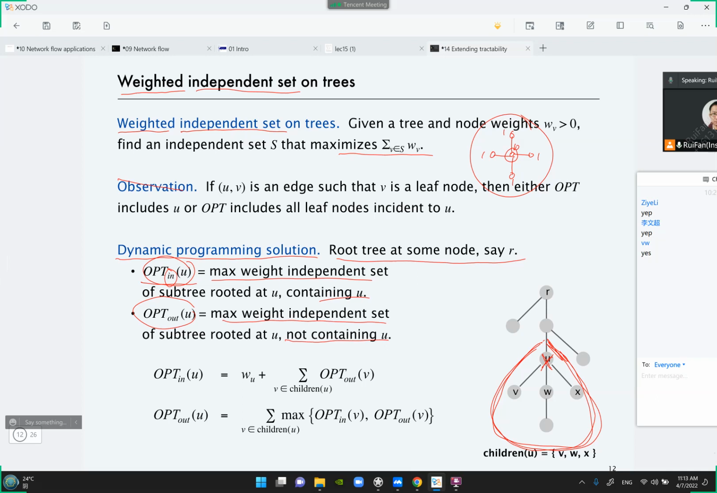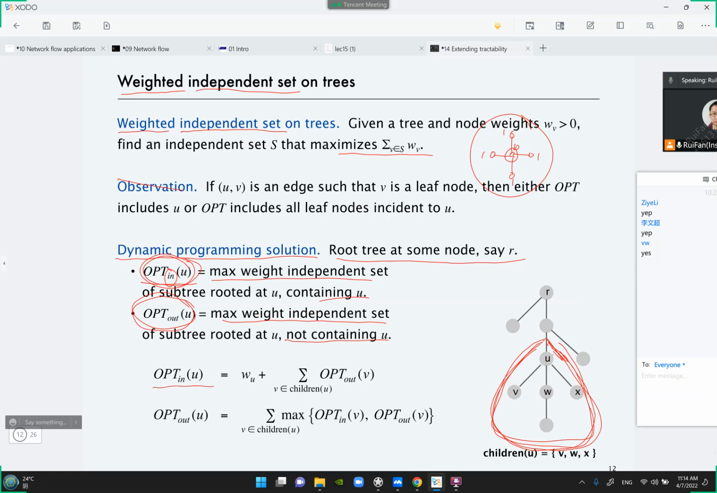In both cases, we're going to focus on this subtree rooted at u. In the first case, we're going to include u and then look for the best solution. And in the second case, we're going to choose not to include u and look for the best solution. Okay, so that's how we're going to define these things. And now we have these dynamic programming relationships.